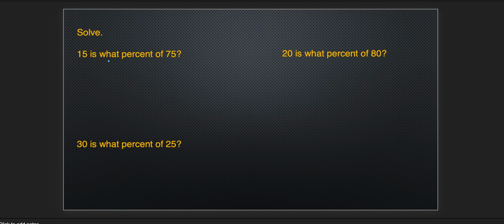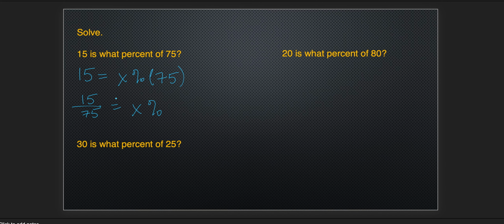What I do is translate this word to word. 15 equals what percent of 75, and of always means multiplication, so those parentheses mean multiplication, or I could have put a dot there or a multiplication sign. So I want to find what this x is, and so what I can do is divide both sides by 75, and x will be by itself, x percent.